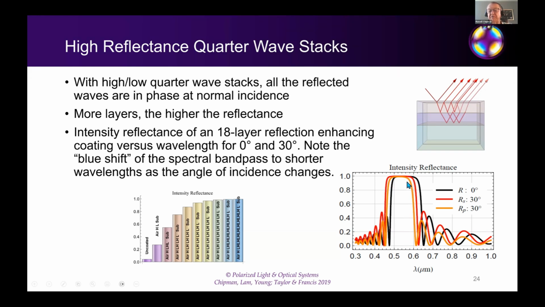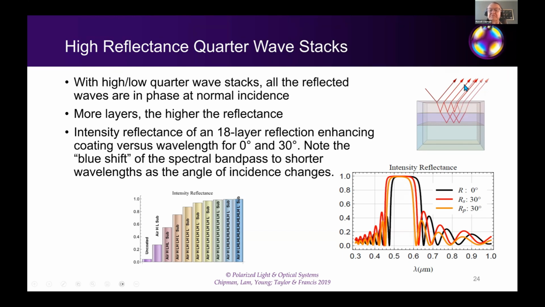I designed this at 550 nanometers, but as I increase or decrease wavelength, I'm no longer a quarter wave at these wavelengths. And so eventually I move off the top of this bandpass of this high reflection, and my reflection falls off. If I then go to 30 degrees angle of incidence, that's the well-known blue shift of bandpass filters, interference filters in general. And so we see that the S and the P have shifted towards shorter wavelengths.